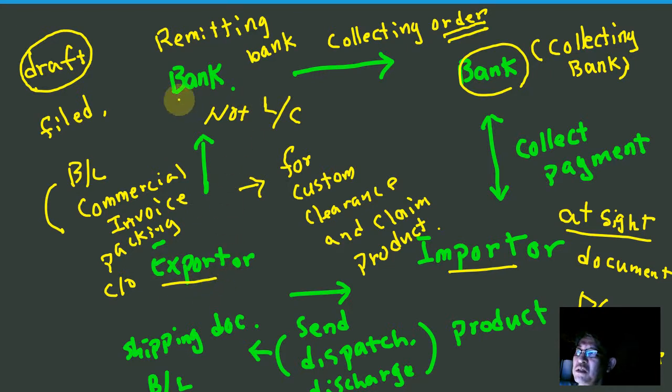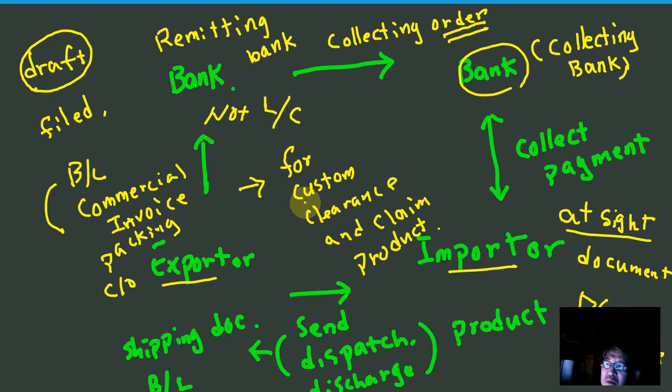So the role of the remitting bank and the collecting bank is just collecting payment. Okay, they have no obligation to pay. They have no obligation to pay the exporter in advance. Okay? After collecting the funds, their role is just to return it to the exporter. Okay, that is the difference between letter of credit and DP.